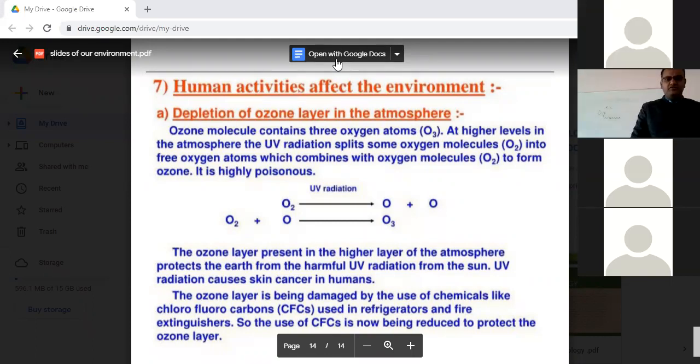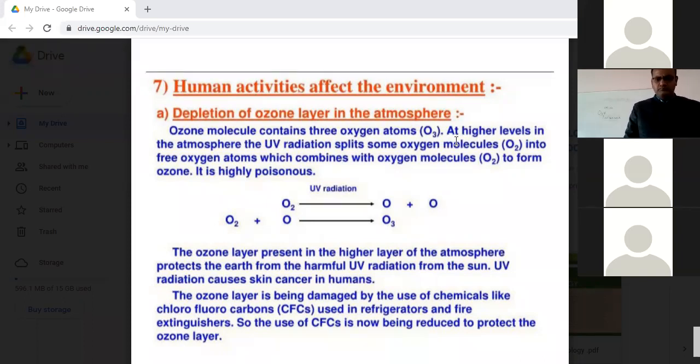Okay, Khushbu raised her hand again. Khushbu, you can unmute yourself. Sir, chlorofluorocarbon is generally produced from refrigerators or ACs, etc. Okay, and also aerosols. It is used in refrigerators and fire extinguishers. So the use of CFCs is now being reduced to protect the ozone layer.